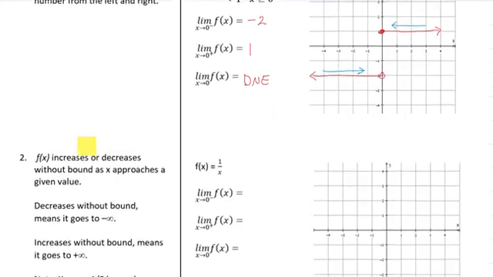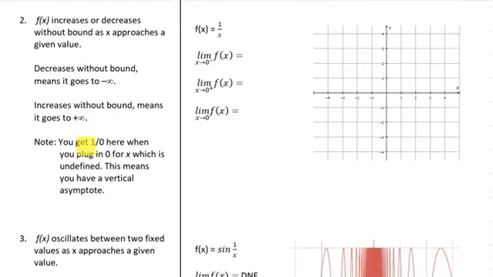Okay? The next one is if f of x increases or decreases without bound as x approaches a given value. So here's another good example here. The graph of f of x equals 1 over x. If you were to graph this, number one, it has a vertical asymptote at 0. So imagine drawing your vertical asymptote here. And if we were to plug in some values for x, if we plug in 1, we would get 1. If we plug in 2, we get a half. If we plug in 3, we get a third.